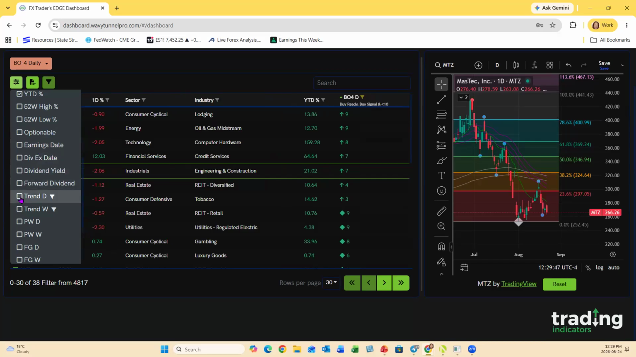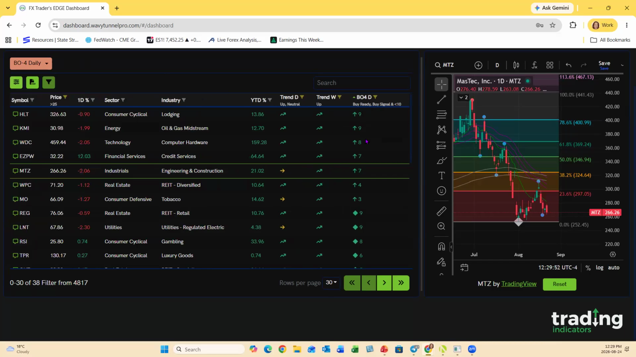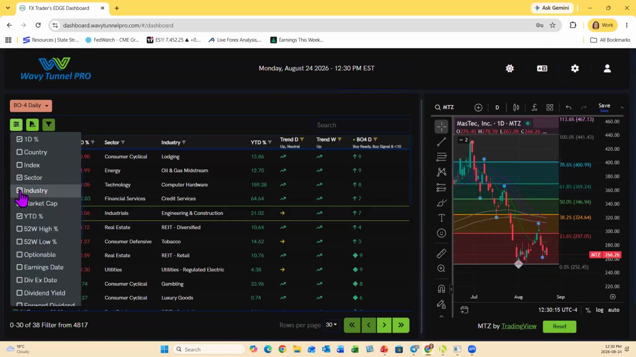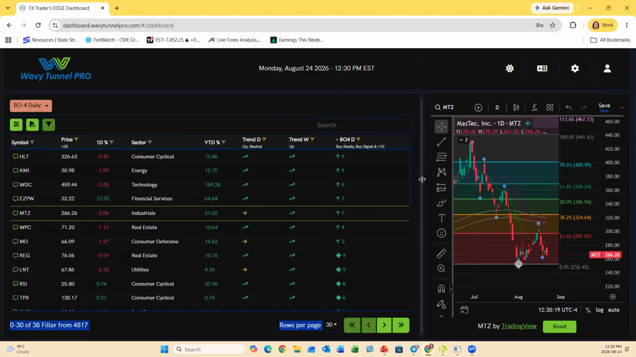But what I wanted to check off was the daily trend and the weekly trend. Okay. So the daily trend is yellow sideways. That's what I'm talking about. I like yellow sideways is fine. I'd rather it to be an uptrend, green. Okay, that's what I'm talking about. And I'm just going to get rid of industry so we can see more on the left side of the screen. Okay. And then I can move this over.